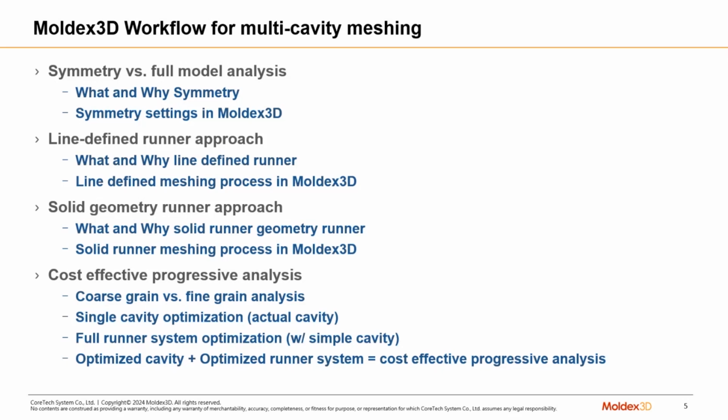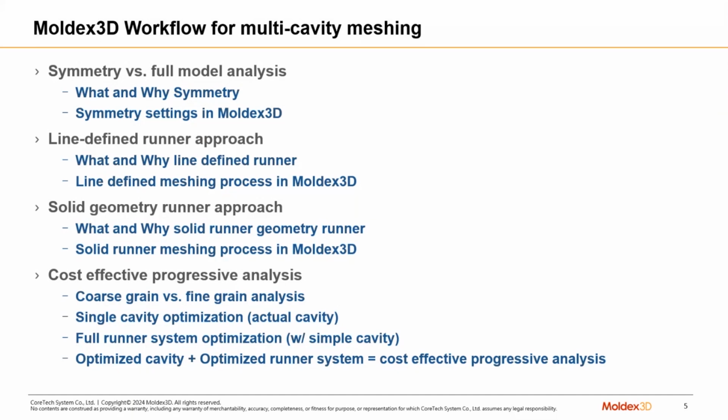And towards the end of this presentation, we're going to talk about cost-effective progressive analysis. What it means basically is how can we efficiently run simulation? What are different ways where we can shorten the simulation runtime, right? And majority of them we're going to cover today, which is through meshing, right?